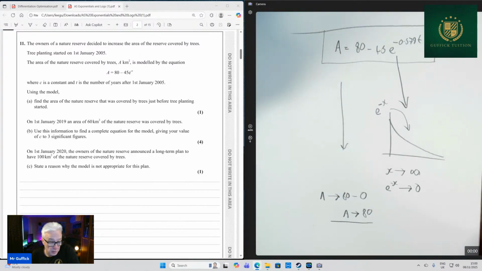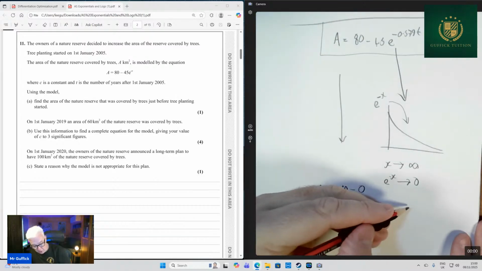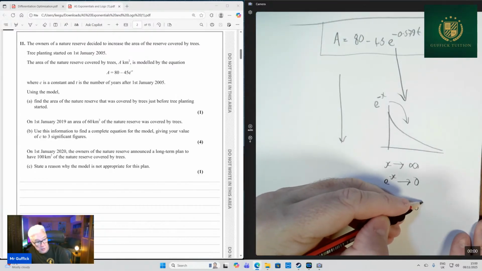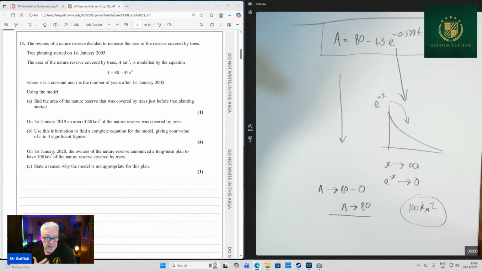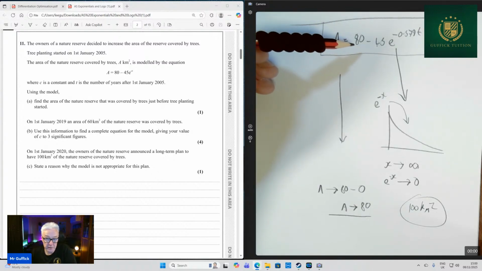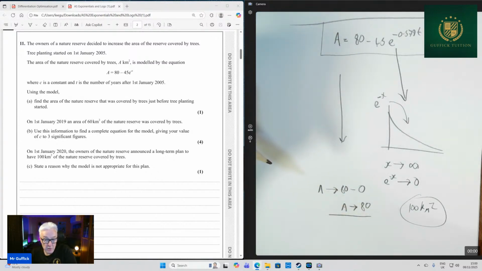And so therefore, the owners of the nature reserve are hoping to get 100 kilometers squared covered with trees. This model is inappropriate for that, because basically the greatest area that this model predicts is going to be covered by trees is only going to be 80. Okay, so with this model, it's actually impossible to get up to an area as far as 100.